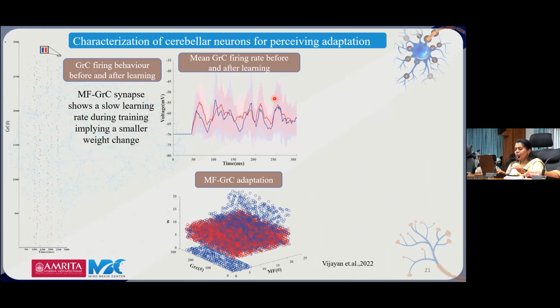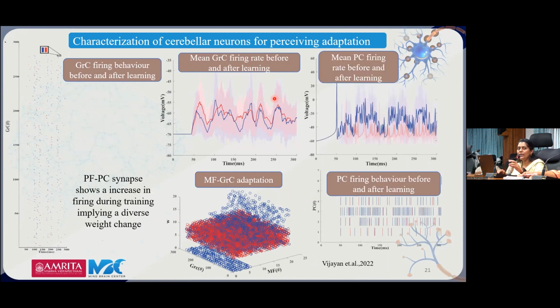And so we went forward looking at the firing behavior and the weight change, and it was seen that the mossy fiber to granule cell synapse, the MF-GRC synapse, is shown to be a slow learner during the training process. You can see that the weight change has been very limited. Whereas in the case of the Purkinje cell, you can see there is increased PF learning happening, shown with the help of these blue and red lines.